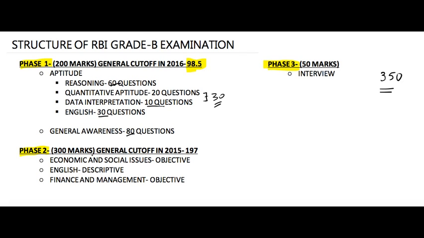When it comes to phase 2, there are 3 papers of 100 marks each. Economic and social issues and FM are objective in nature, whereas English is descriptive in nature. What this means is that you have to type your answers on the computer screen, and so it is very important that you have good typing speed. The general cutoff in 2015 was 197. The cutoff for 2016 has not been declared yet.